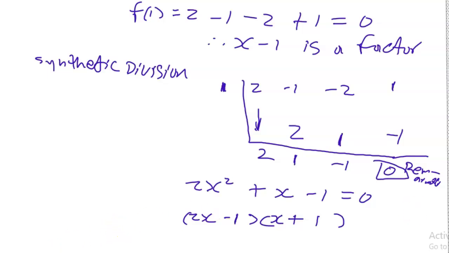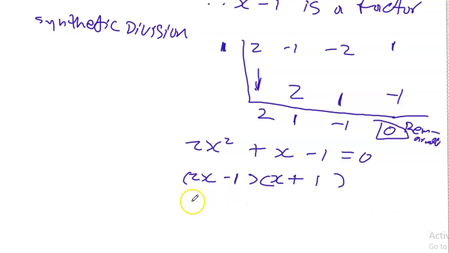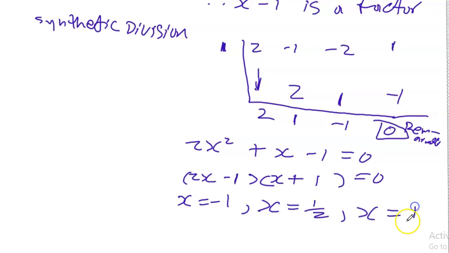So there we factorize. If we equate both brackets to 0, x equals negative 1 and x equals a half. And remember we had found x equals 1 as another solution, because remember f of 1 gave us 0. So those are the x values of the stationary points.